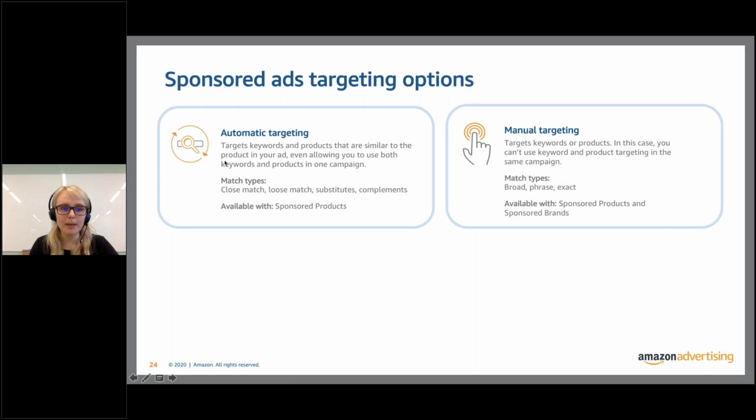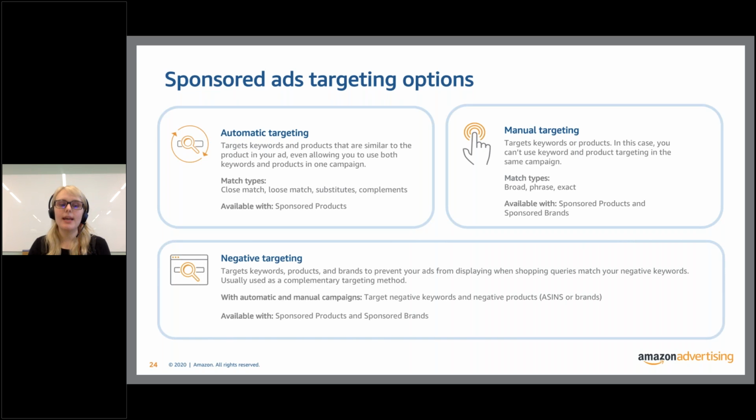so you can leverage automatic targeting or manual targeting. And automatic targeting means that you're allowing Amazon to choose keywords and products for your ad to target, whereas with manual targeting, you yourself choose keywords and products to target. And you also have the option to do negative targeting.